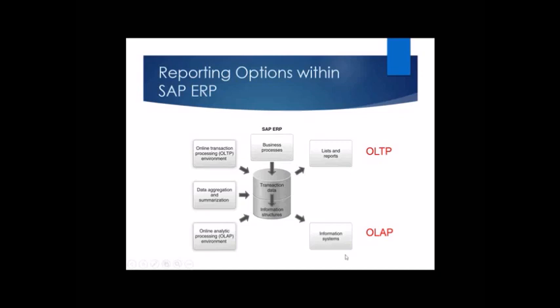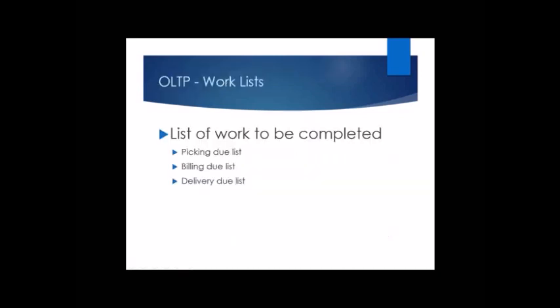Now, let's look at lists. Let's look at the transactional environment first. The transactional environment produces lists, and there are two types of lists that get produced: the work list and the online list. Work lists identify tasks that are scheduled to be completed in a process.